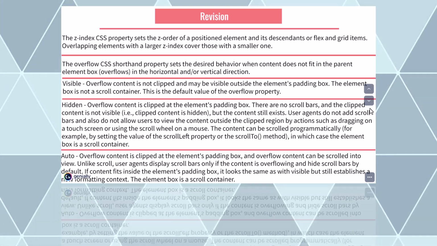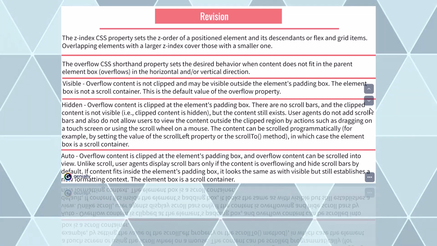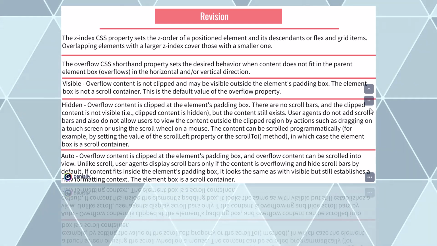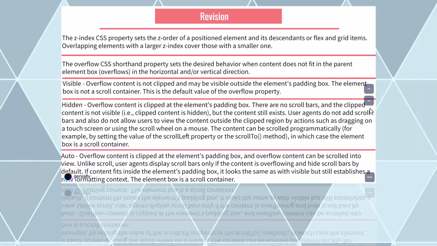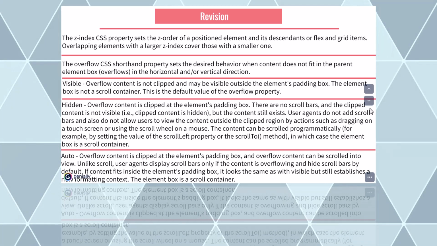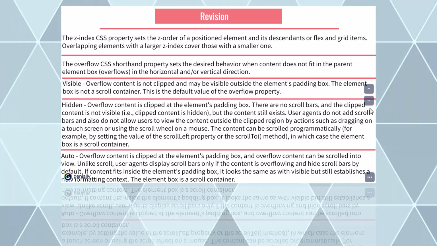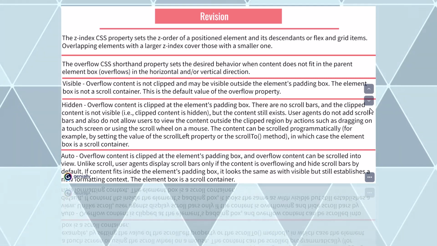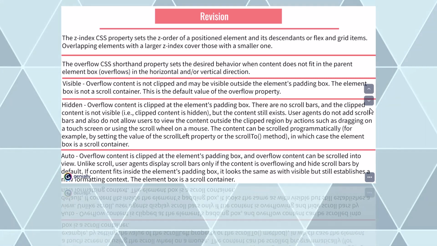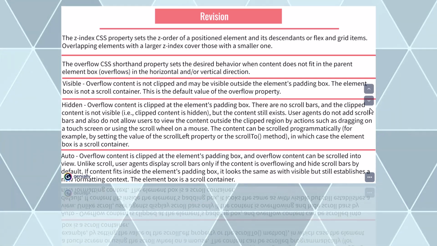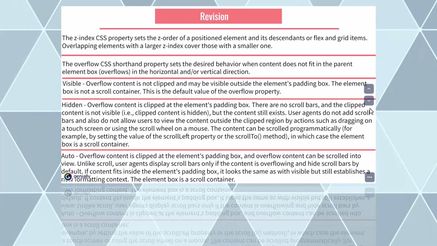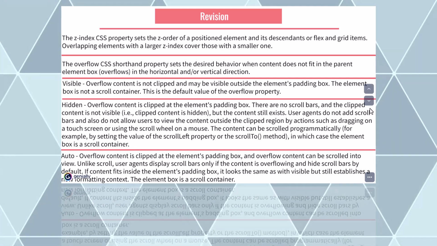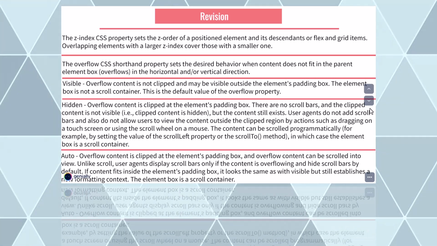Auto: overflow content is clipped at the element's padding box, and overflow content can be scrolled into view. Unlike scroll, user agents display scroll bars only if the content is overflowing and hide scroll bars by default. If content fits inside the element's padding box, it looks the same as with visible, but it still establishes a block formatting context. The element box is a scroll container.